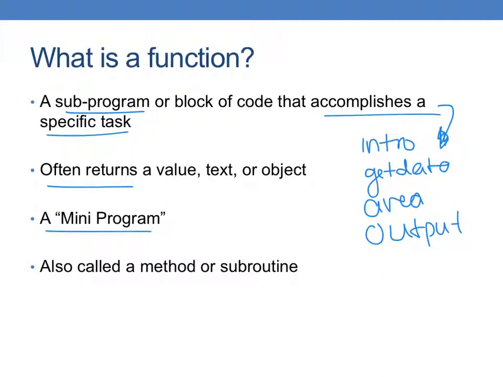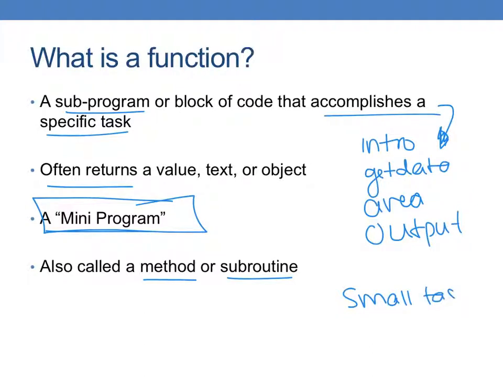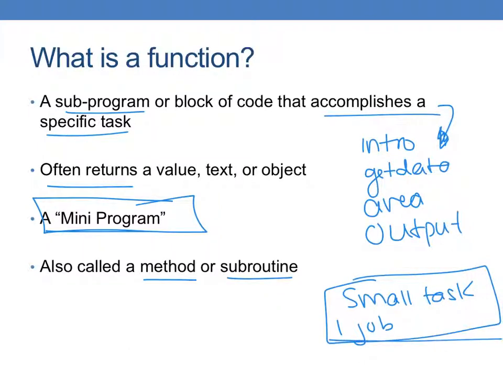And it's often just a miniature program and something that's also called a method or a subroutine. But it's just a mini program that allows us to accomplish a small task. It's just going to have one job. Not many jobs like the main function, just one job. It calculates area. It gets data. It prints to the screen, whatever it might be. It has one small job, and then we call that function to do its job.